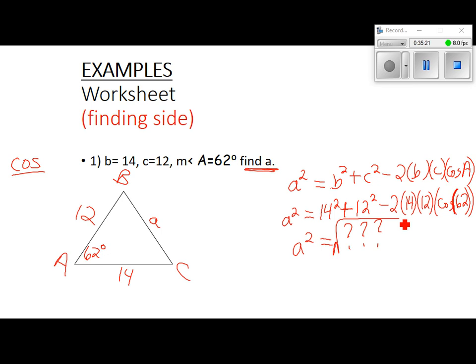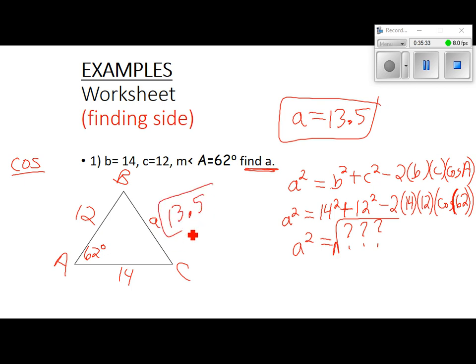13.5. Anybody else get 13.5? Yeah. So how long is little a? 13.5. So again, the hardest thing for this whole thing, because your calculator is going to do most all the work for you, is that you have to write this out. If you don't write that out on your paper so that you can see it and type it into your calculator, you're probably going to get lost.